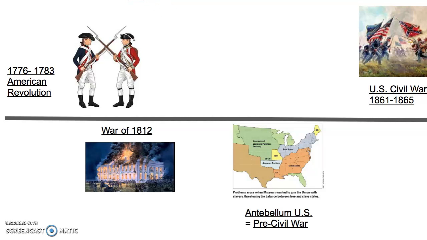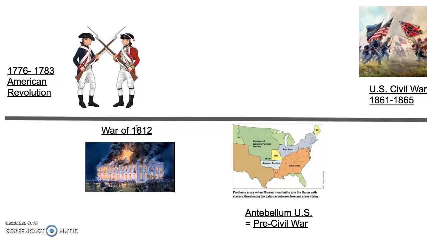So 4 dates I want you to be aware of. American Revolution, 1776 to 1783. We become a country. All colonies allow slavery. Slowly states get rid of slavery. We have the War of 1812. We fight again against Britain, trying to get them off the continent, which really doesn't work.